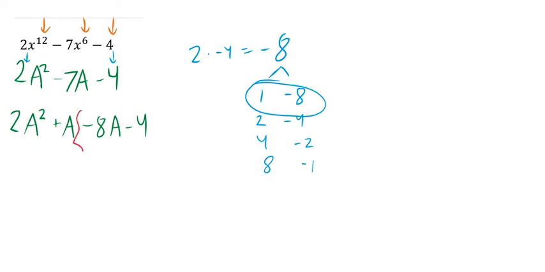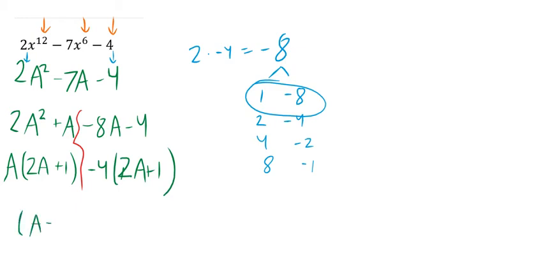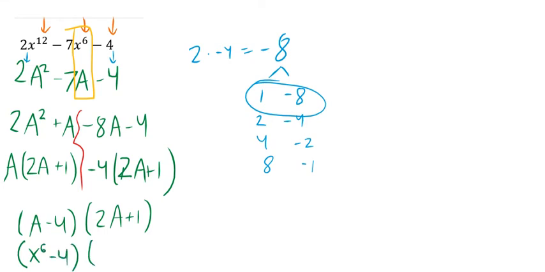I factor by grouping, drawing a little curtain, take an a out of the left side, take minus 4 out of the right side, 2a plus 1. I'm left with a minus 4, 2a plus 1, and it looks like x to the 6 and a are the same thing in this one. So I'm going to change this into x to the 6 minus 4, 2x to the 6 plus 1.